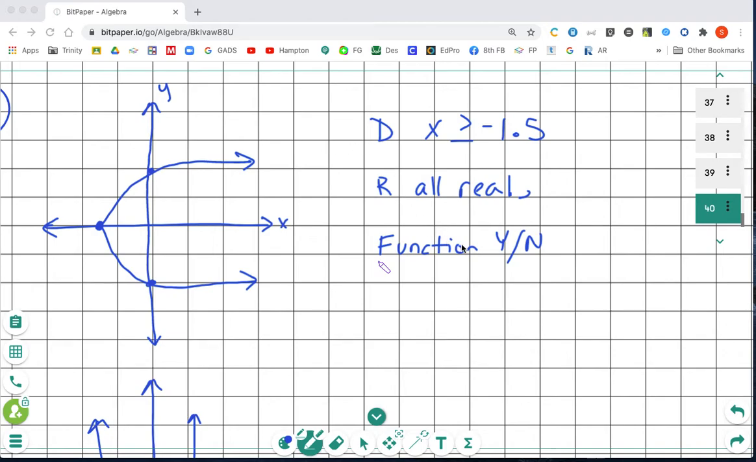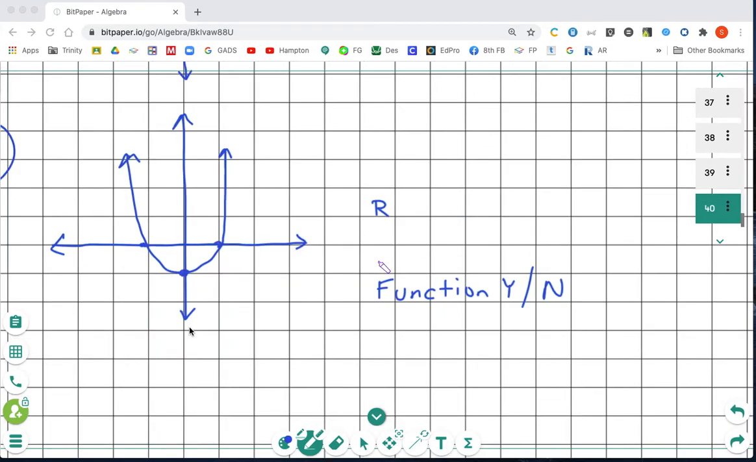Is this a function? If I draw my vertical line test, you'll notice that this vertical line hits 2 places on the graph. This vertical line hits 2 places on the graph. This vertical line would hit 2 places on the graph, so no, it is not a function.